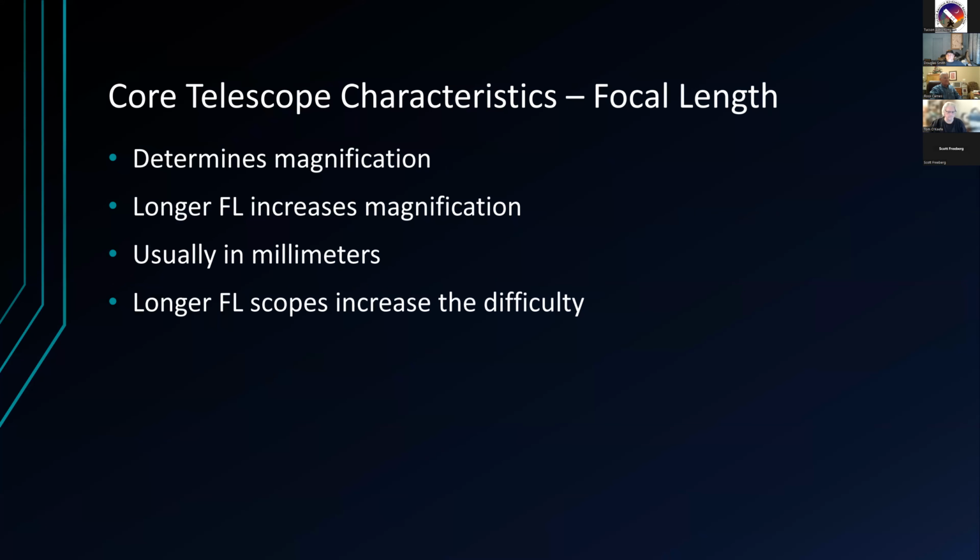From there, the next big thing we look at is the focal length. This is when you're using an eyepiece or a camera. This is the main statistic that is used to determine what the scope's overall magnification is going to be, as well as its field of view.